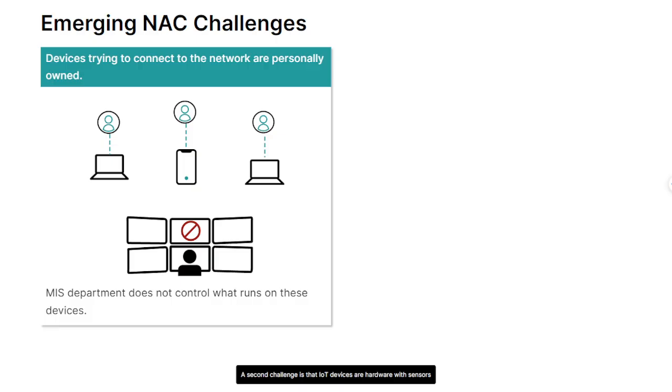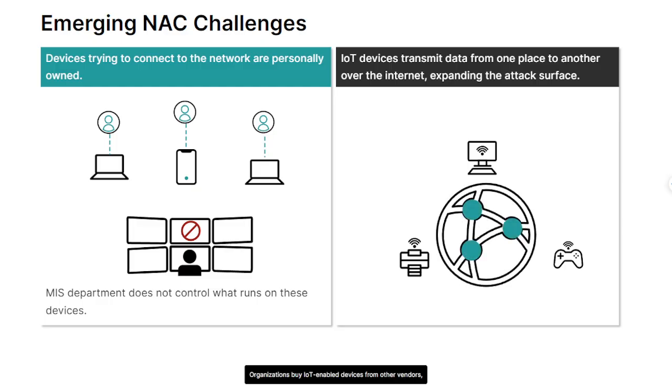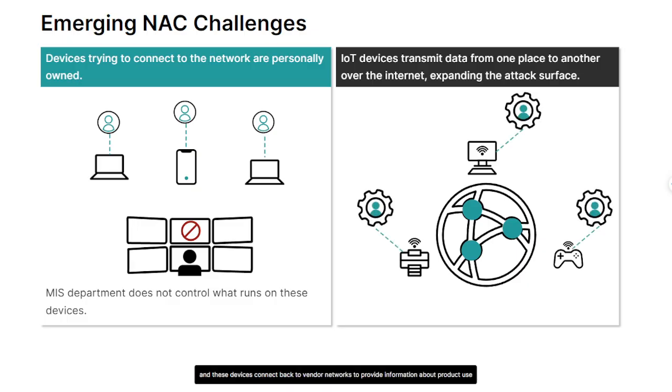A second challenge is that IoT devices are hardware with sensors that transmit data from one place to another over the Internet, dramatically expanding the attack surface. Organizations buy IoT-enabled devices from other vendors, and these devices connect back to vendor networks to provide information about product use and maintenance needs. Organizations tolerate this situation because IoT devices save them time and money. For example, if a printer is low on toner, the vendor could notify the network administrator by email, or even deliver new toner cartridges automatically.